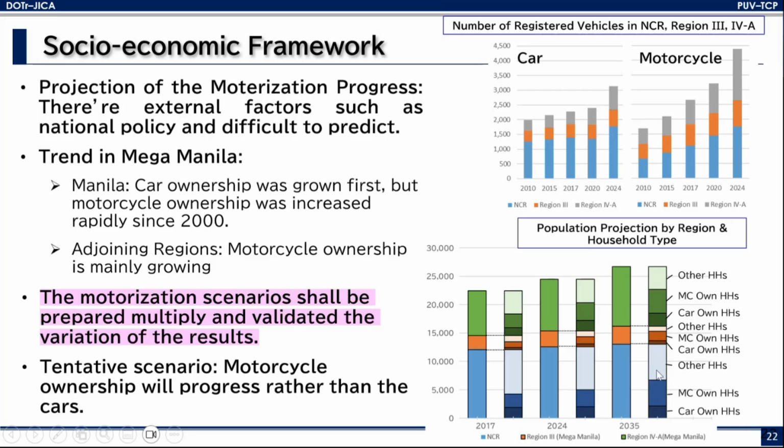You can see that in this white bar chart in this lower one. So the motorcycle users and the car users will be increased gradually, and the others who don't own the private car and the motorcycles will be decreased.